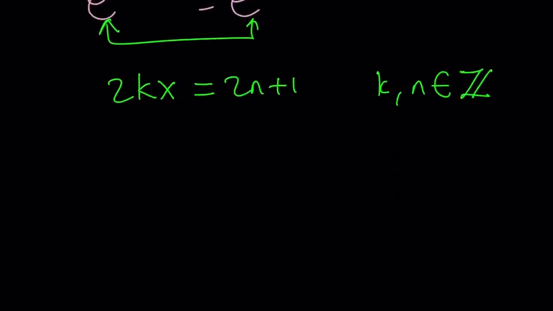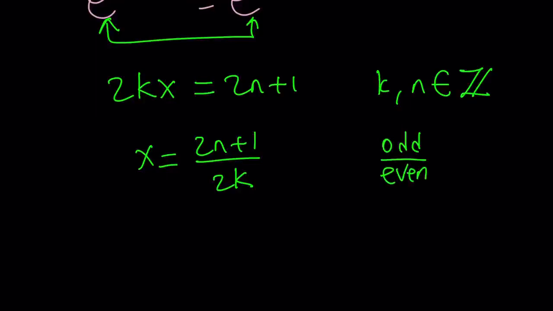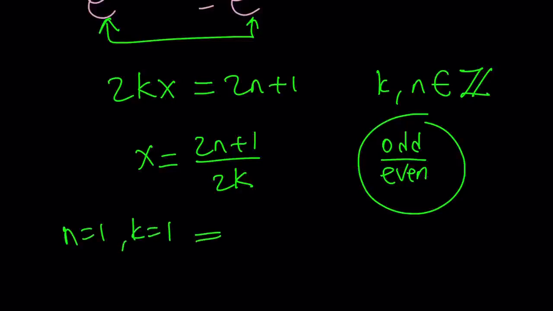Let's go ahead and solve for x. Fairly easy. x can be written as 2n plus 1 divided by 2k. So what does this represent? 2n plus 1 is an odd integer. 2k is an even integer. So you have an odd over even situation as your power, which is kind of interesting. For example, if n is 1 and k is 1, then we're going to get x equals 3/2.